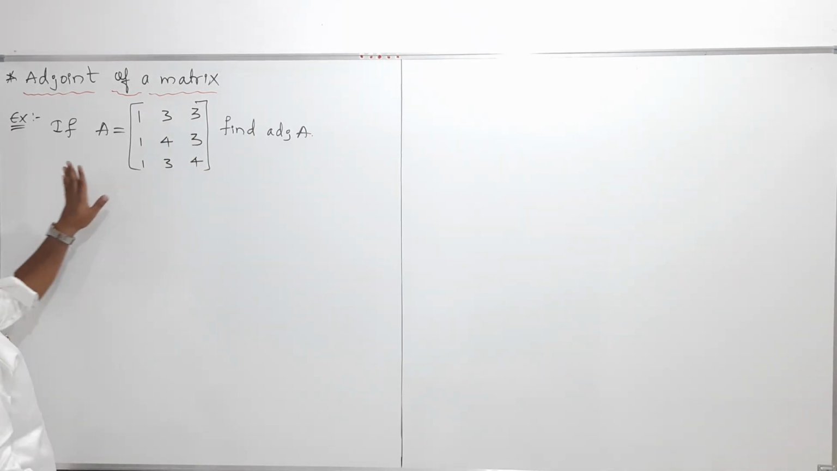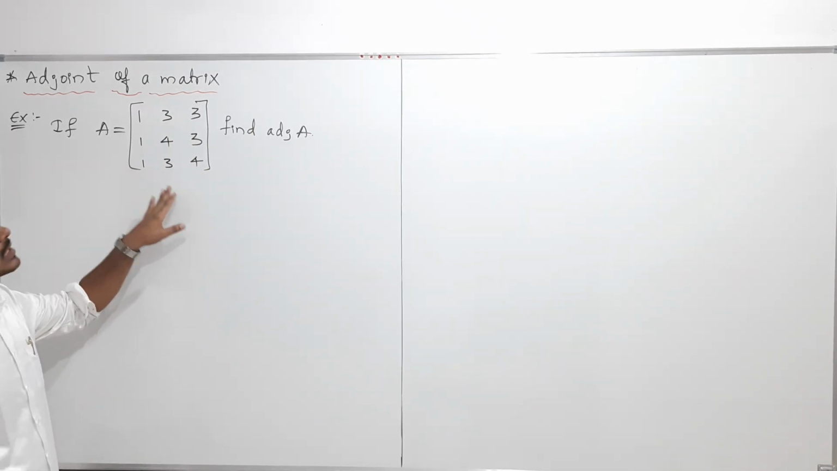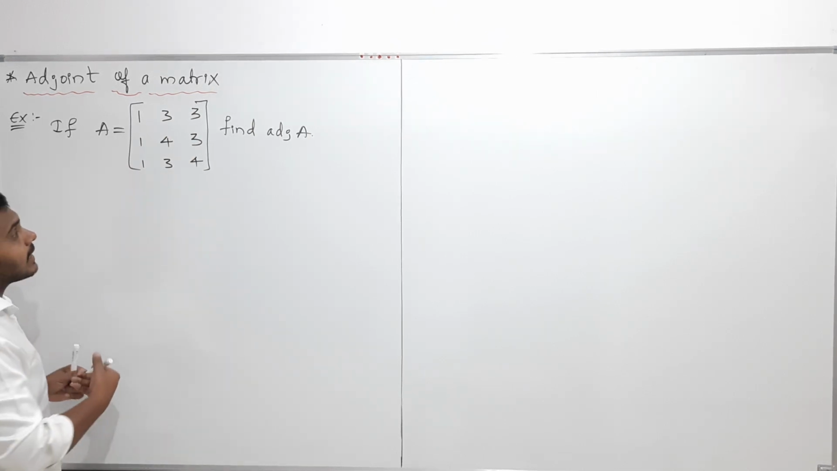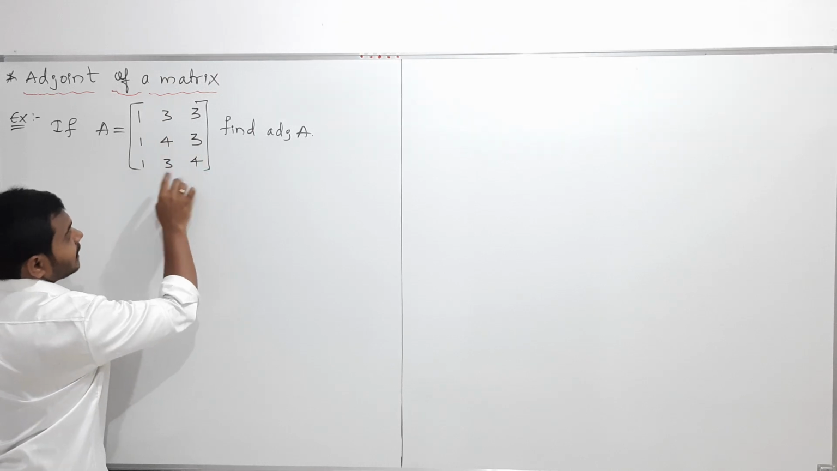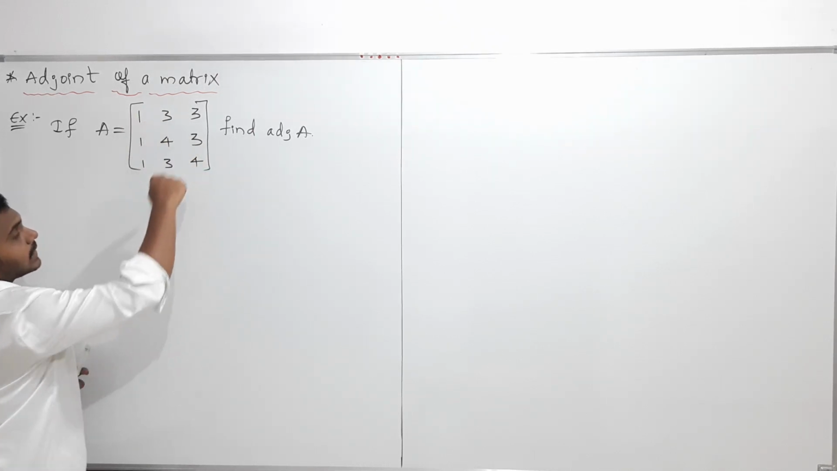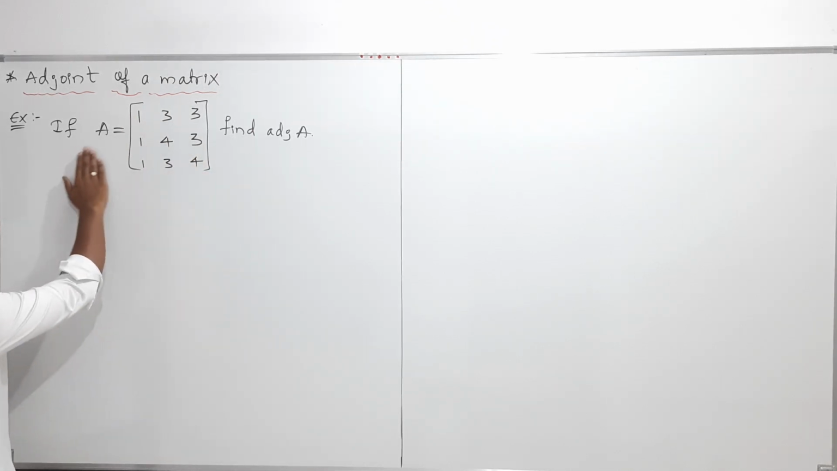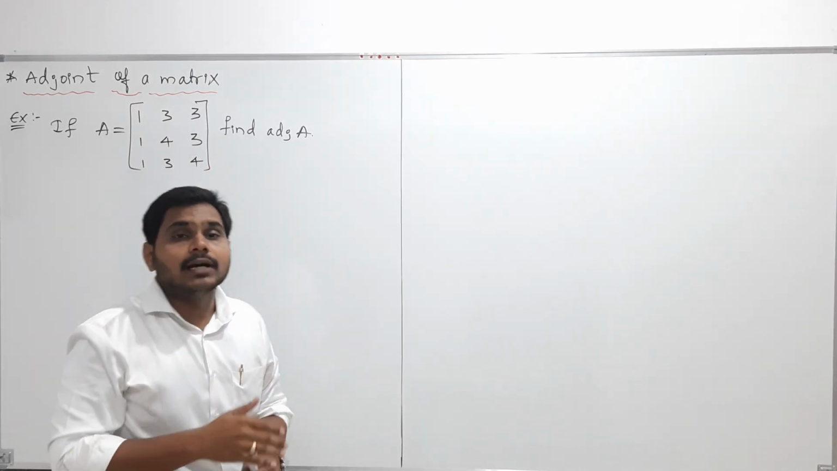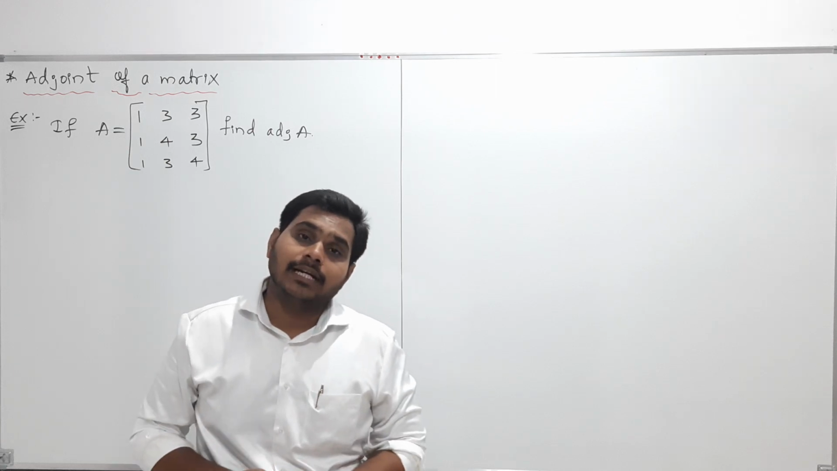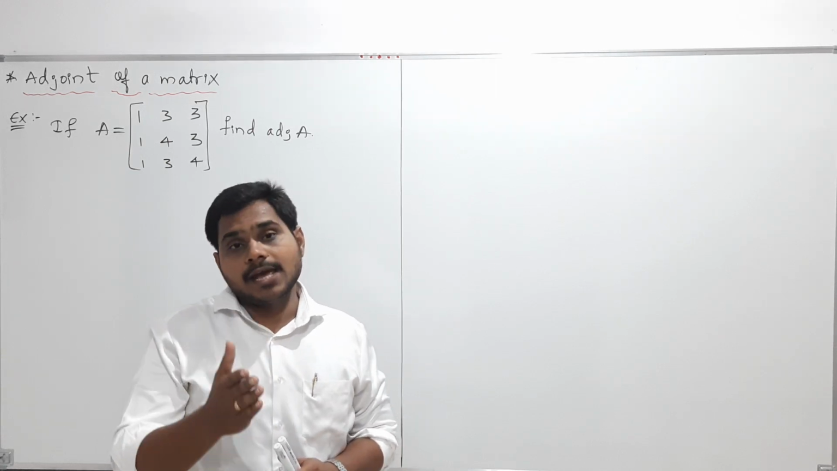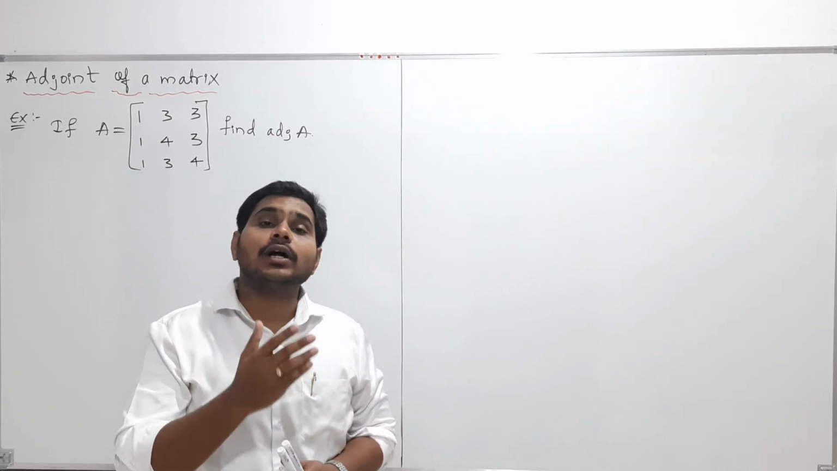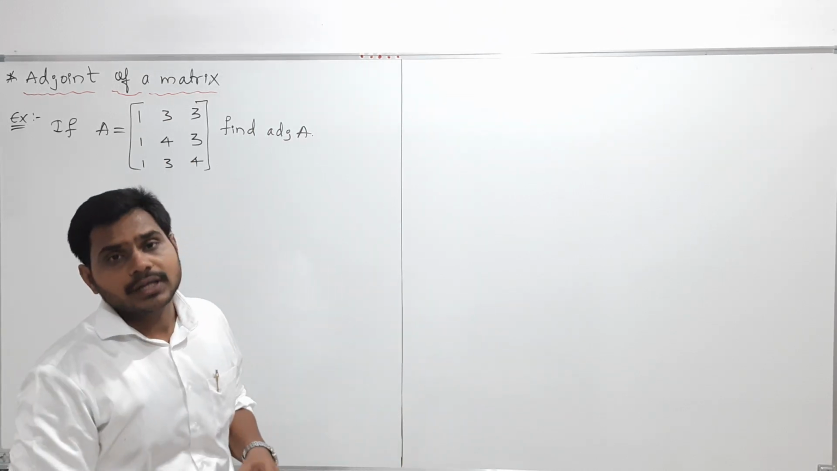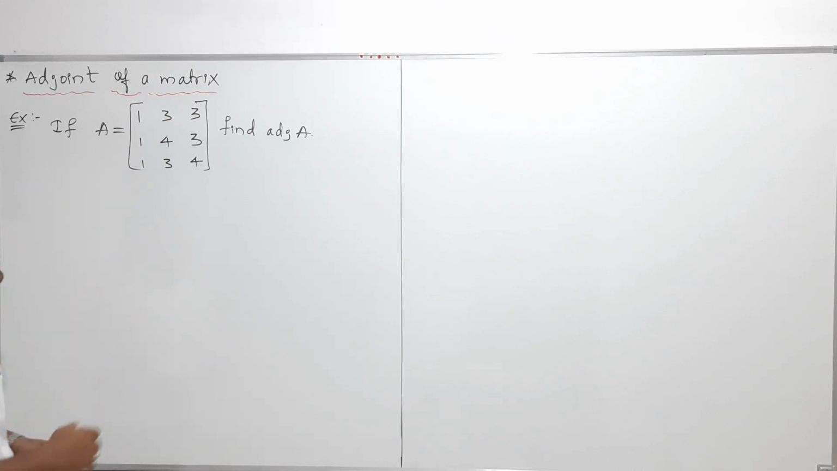Here I wrote the question. One example I took here is this matrix of order 3 cross 3. Am I correct? 1, 2, 3: 3 rows are there. 1, 2, 3: 3 columns are there. So if A is the given matrix, find the adjoint of A. Up to here I discussed how to find the adjoint of a matrix A of the order 2 cross 2. Now I am going to discuss how to calculate the adjoint of A if the matrix is of the order 3 cross 3.